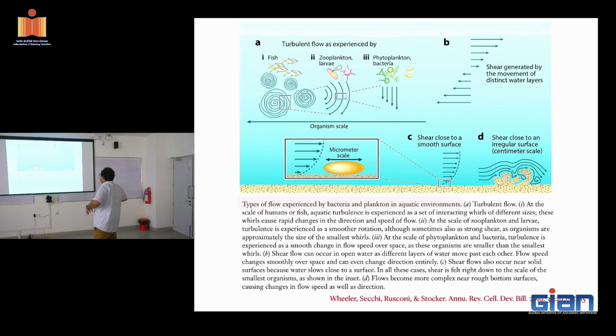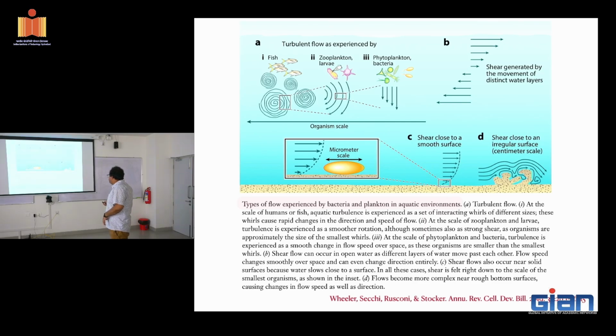Now if you go slightly smaller in size, like if you become zooplankton, you would be seeing only part of this, right? You would be seeing layers moving across each other, or rather on top of each other. Okay, so at the scale of zooplankton and larvae, turbulence is experienced as a smoother rotation, like they're going along and they can get turned, or they will feel the effect of rotation, but they will not see the full eddy or vortex, okay? Although sometimes as a strong shear as well, okay?